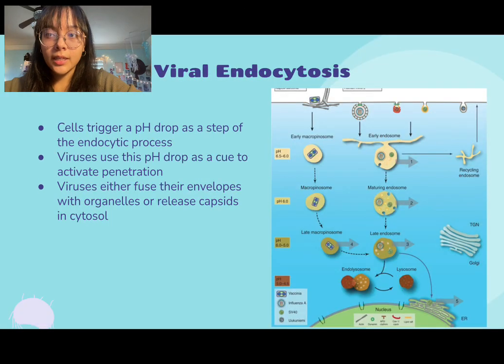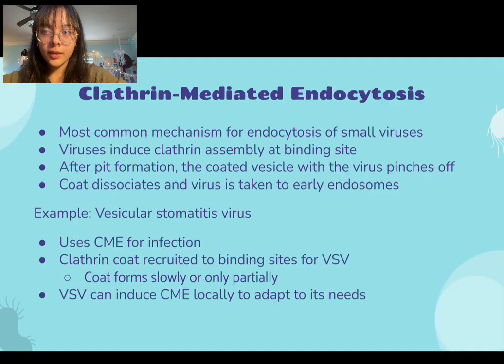As a part of the endocytic process, cells trigger a pH drop that many viruses in turn use as a cue to activate penetration. Viruses can either fuse their envelopes with the organelle membranes to avoid exposing their detectable glycoproteins, or they can release their capsids into the cytosol. The diagram to the right summarizes the endocytic process, listing relevant pHs to the left.